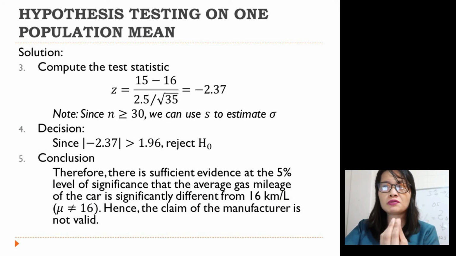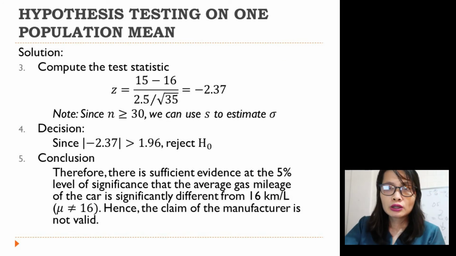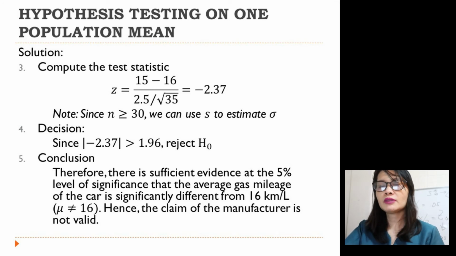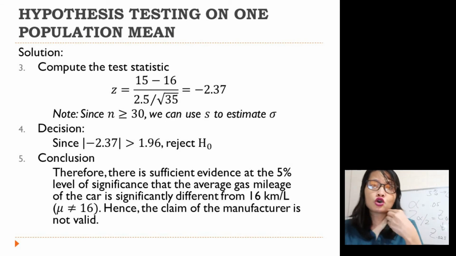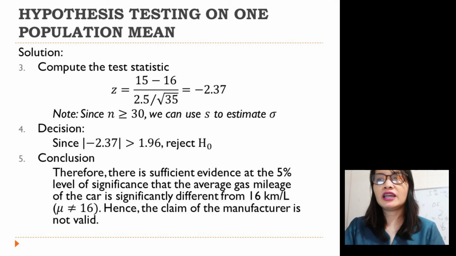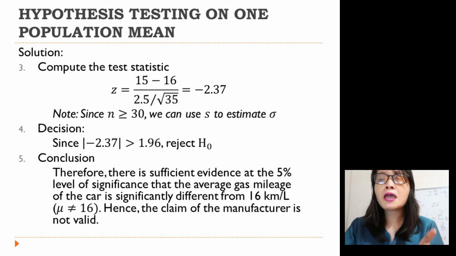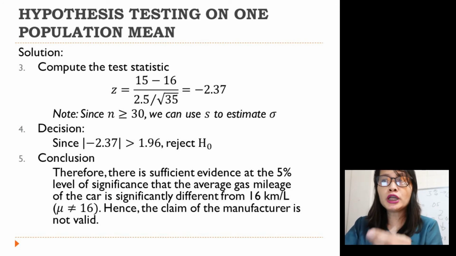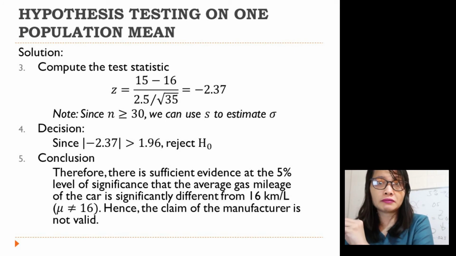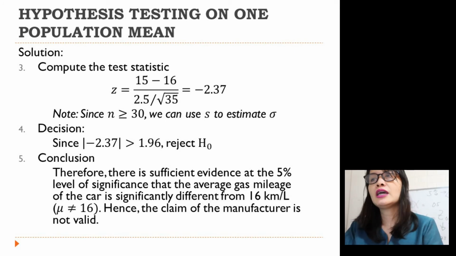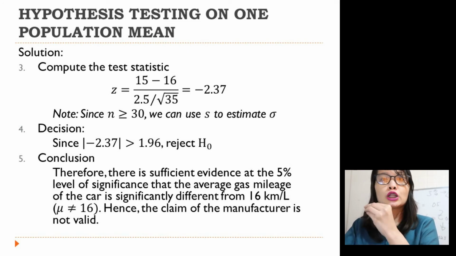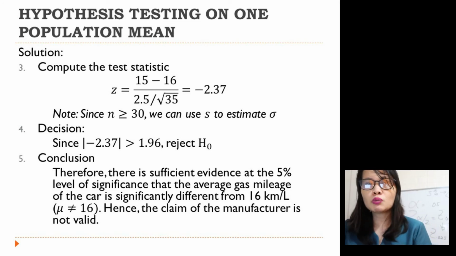So, after number 2, after we identify the test statistics, number 3, compute. Compute the test statistic. So, we have z is equal to 15 minus 16. 15 because that is your sample mean. Yung 15, nanggaling siya sa 35 random cars, based on the problem that we have. So, 15 minus 16 divided by 0.5 over the square root of 35. 35 there, that is your sample size. That will be equal to negative 2.37. Now, decision. What will be your decision?